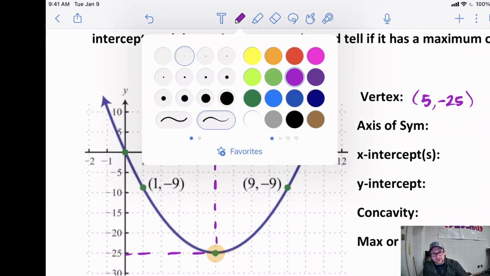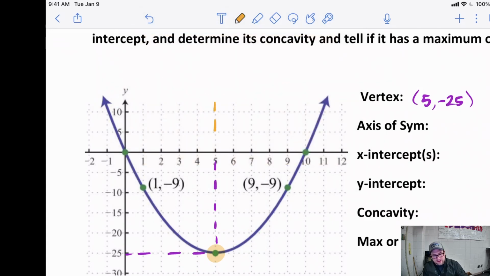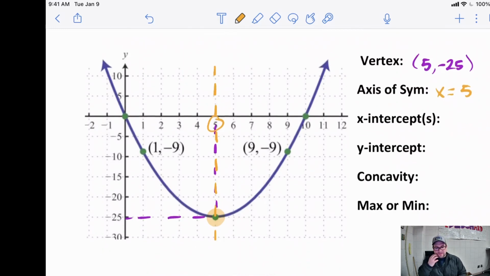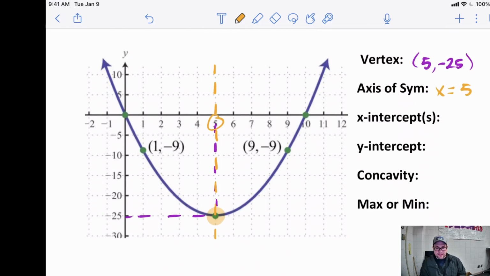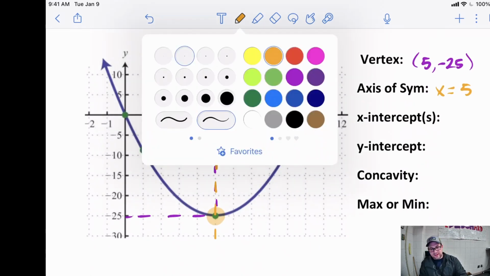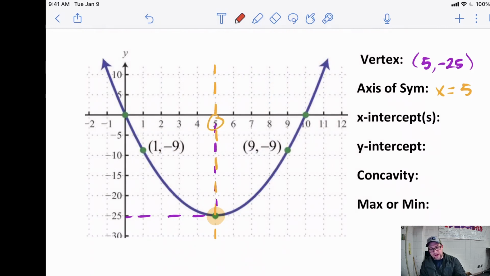Now, after that, it wants to know about our axis of symmetry. So if we continue this dotted line right here, our axis of symmetry is kind of that fold line, and it always passes through our vertex. So remember, this is always written as x equals a number. Since it goes through 5, x equals 5 will be our axis of symmetry. Now, after that, we do need to also identify the x-intercepts and the y-intercepts. So it looks like our x-intercepts, remember, that is where our graph crosses the x-axis. So it looks like we have a crossing point right here and a crossing point right there. Those are our x-intercepts.